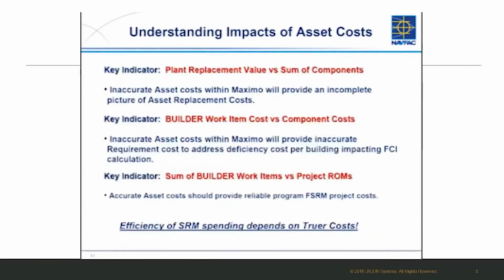We've highlighted 3 key indicators to check the accuracy of asset cost. First, plant replacement value versus sum of components. Inaccurate asset cost within Maximo will provide an inaccurate picture of asset replacement cost. In John's example, he showed the relationship between expected sum of asset replacement cost to PRV. This is a good check to see if your asset costs are accurate.